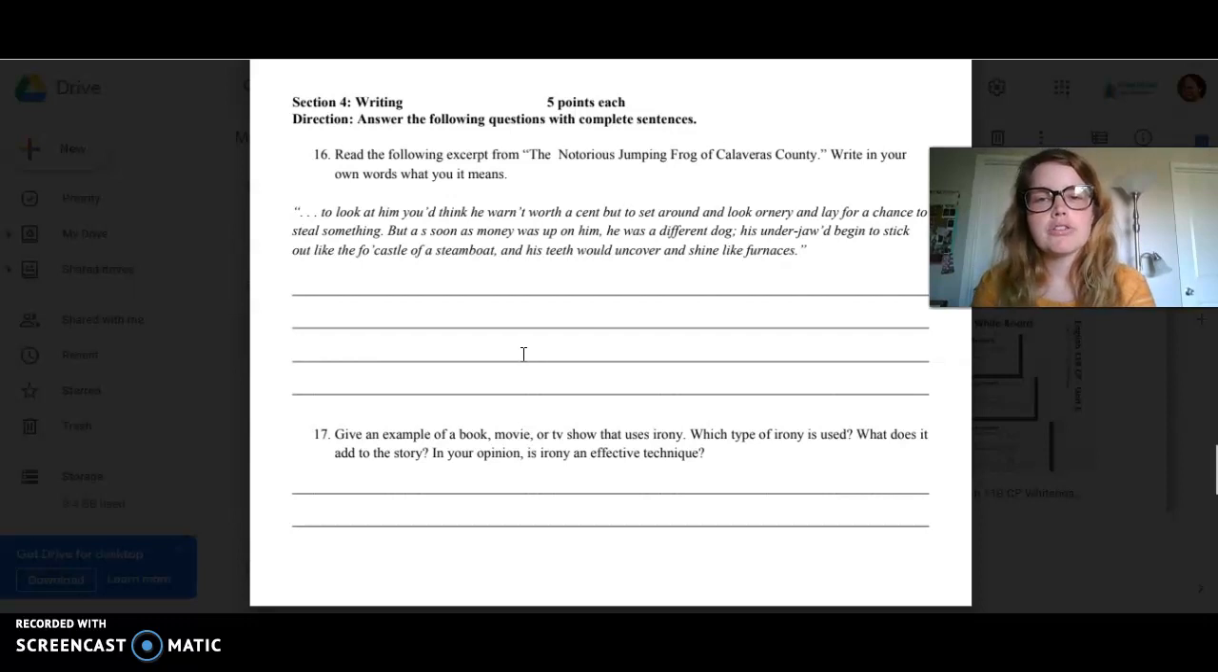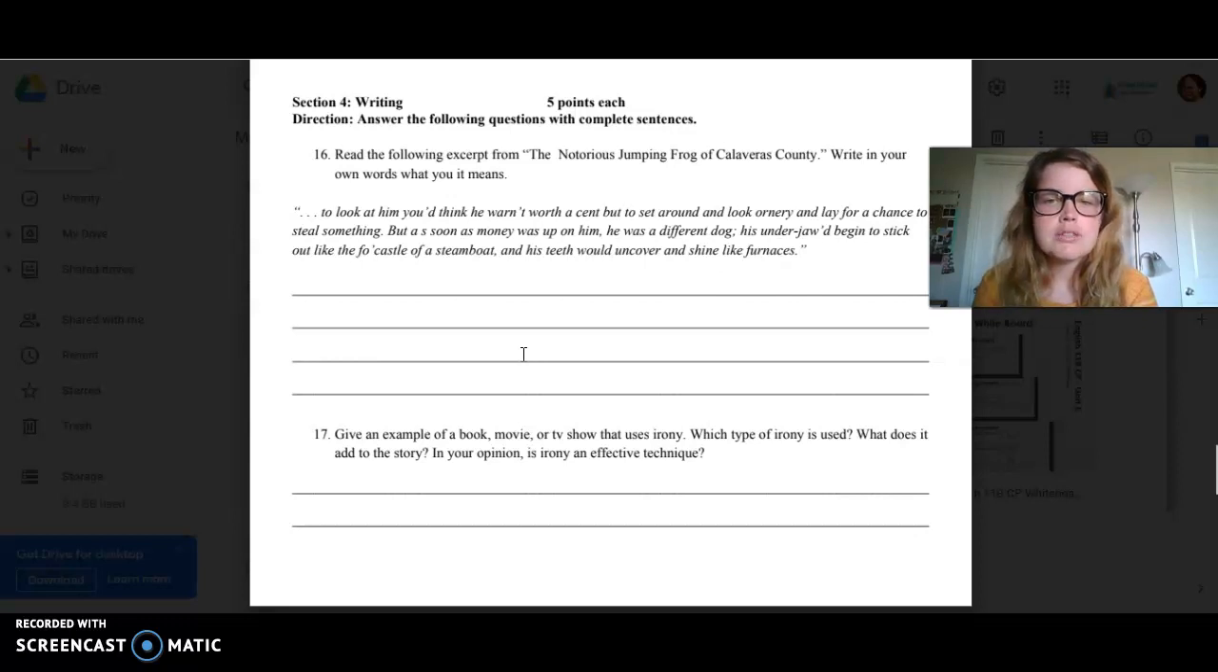Read the following excerpts from The Notorious Jumping Frog of Calaveras County. Write in your own words what you think it means. So read it and then try to give me what it means in your own words. So it says, to look at him you'd think he wasn't worth a cent, but to set around and look ornery and lay for a chance to steal something.